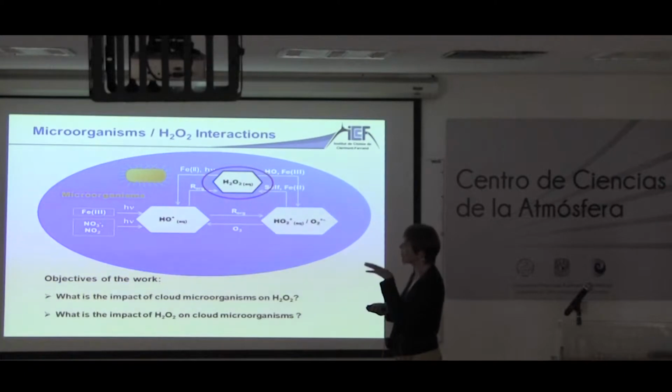So we decided to go deeper in understanding what was happening. And here you have the scheme of the formation of all the radicals and so on with the iron, nitrate. And so we look at the interaction between microorganism and hydrogen peroxide, as we did on this cloud sample, but this time we're going to work with isolated bacteria. And then, because we know it is a stress, we are looking also at the interaction between this molecule and the microorganism, the metabolism of this microorganism. So we designed an experiment in the lab.